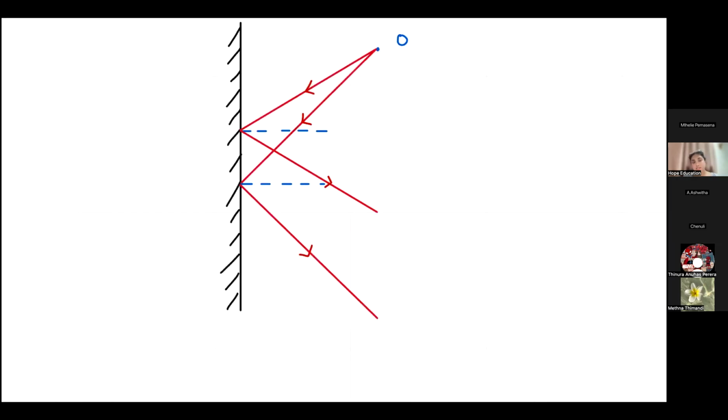Now look at this incident light ray and reflected light ray. This is one reflected light ray. This is another reflected light ray. The way they are going, are they ever meeting in front of the mirror? Do they look like they're meeting? Will they meet anywhere? Or are they moving away and away from each other? What do you think? Yes, the others, what do you think? Are they meeting?